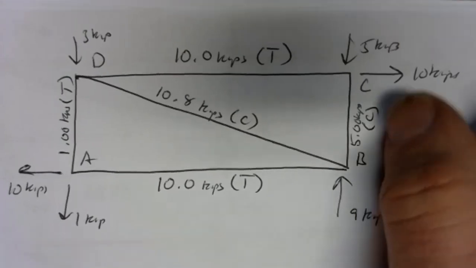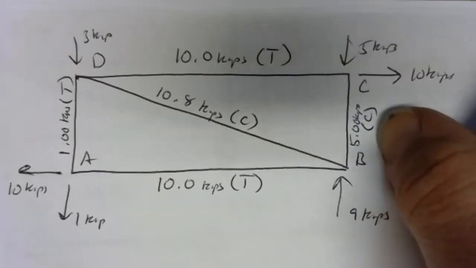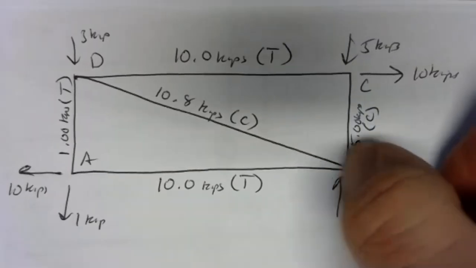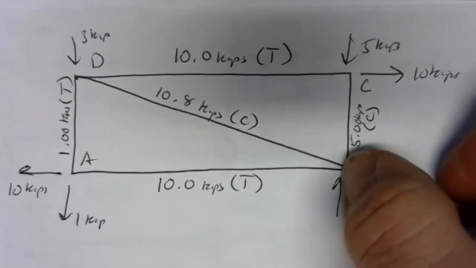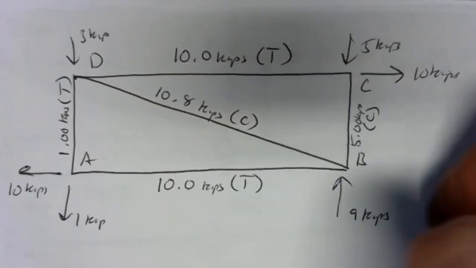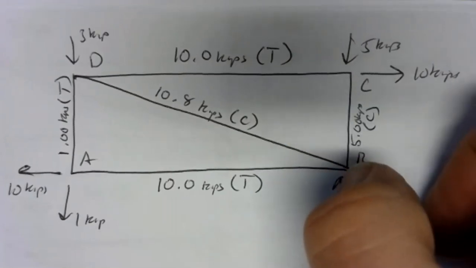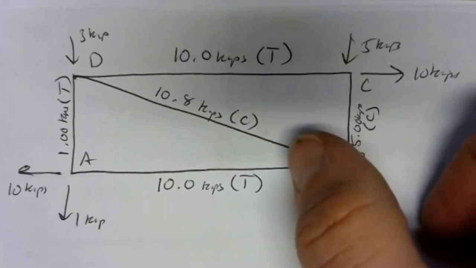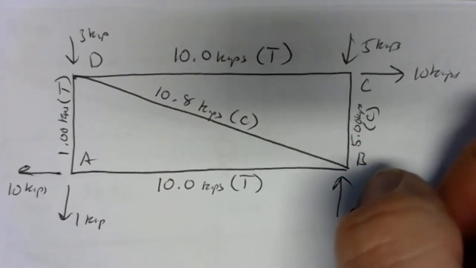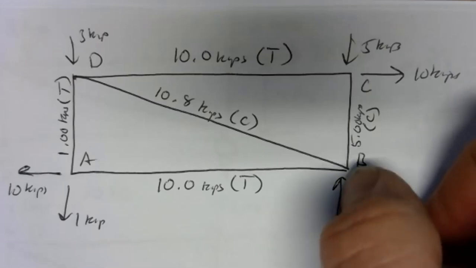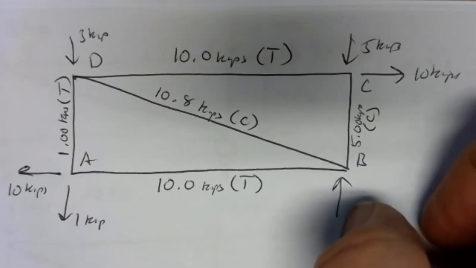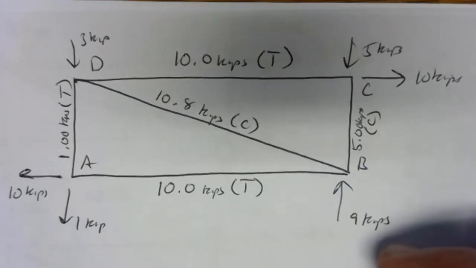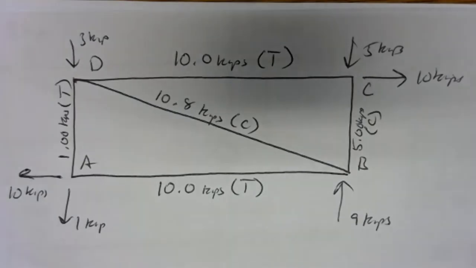But notice that we get all the 5 kips here. We don't get the 9. That's because there's something else interacting at joint B. That 10.8 kips, the piece of that is in compression, that's pushing down and to the right. That happens to have a 4 kip downward component, which is what cancels out the 9 kips partially and ends up with 5 on each end.